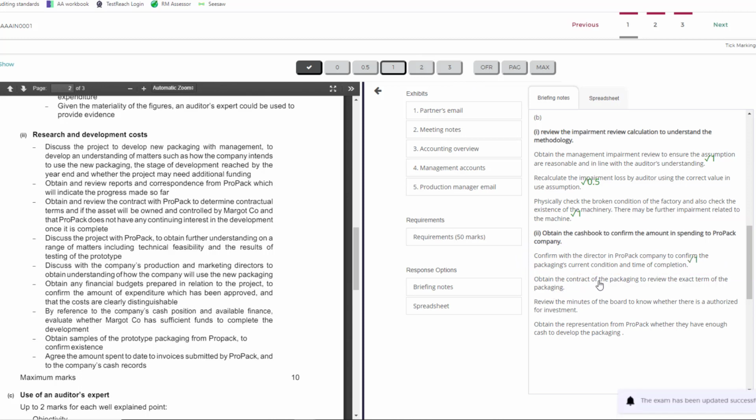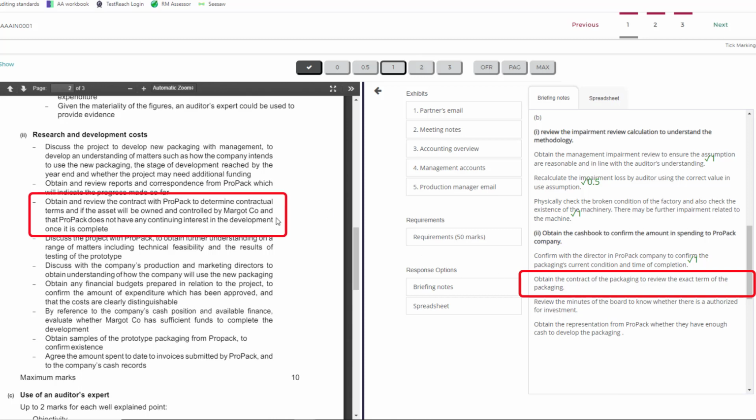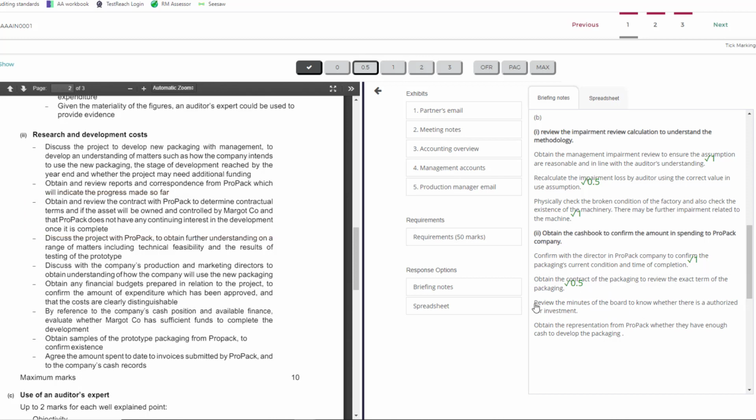What about the second point? Looking at this contract. It's getting at this point in the answer, isn't it? But it doesn't quite do it. It doesn't explain the why. It does the what very well. What we're going to do is have a look at this contract. But why do we want to know the exact term of the packaging? Well, this answer doesn't develop fully enough. If you look at the model answer here, it's about whether the asset will be controlled and owned by us, and therefore whether we can capitalise it. So as it stands, I think this is only worth half a mark because the why is not developed fully enough.